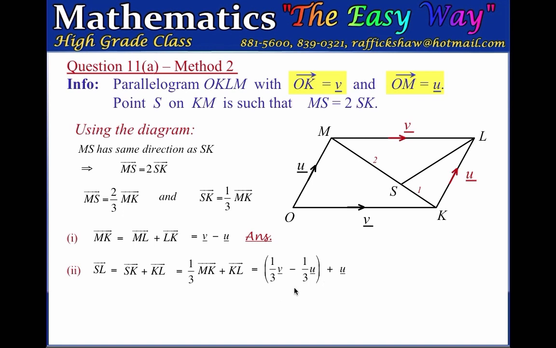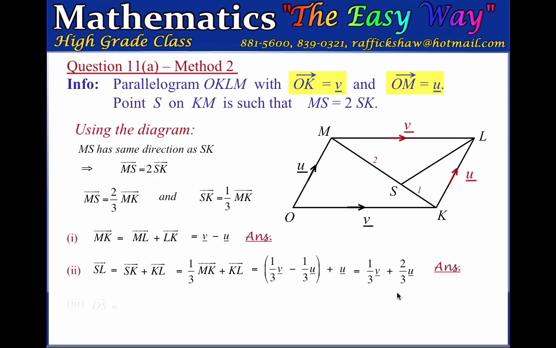And then all we need to do now is simplify this. Now this is a U term and this is a U term. This is the only V term in the expression, so this will come back as 1/3 V. But to calculate this, we can look at this as being U minus 1/3 U. So a whole U minus 1/3 U will basically give us 2/3 U. And so we can write the answer. The answer is that SL is 1/3 V plus 2/3 U. And this is the same answer we got when we did it using the position vectors method.